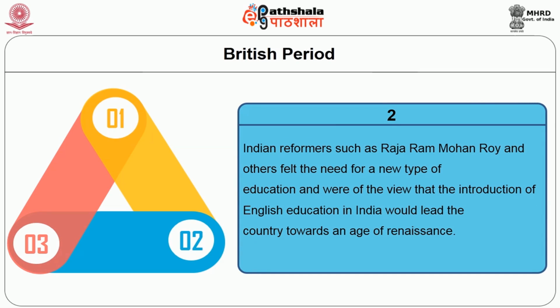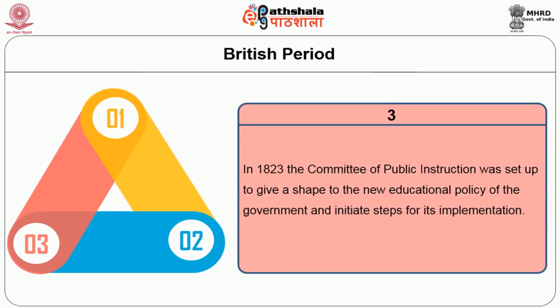Indian reformers such as Raja Ram Mohan Roy and others felt the need for a new type of education and were of the view that introduction of English education in India would lead the country towards an age of Renaissance. In 1823, the Committee of Public Instruction was set up to give a shape to the new educational policy of the government and initiate steps for its implementation.